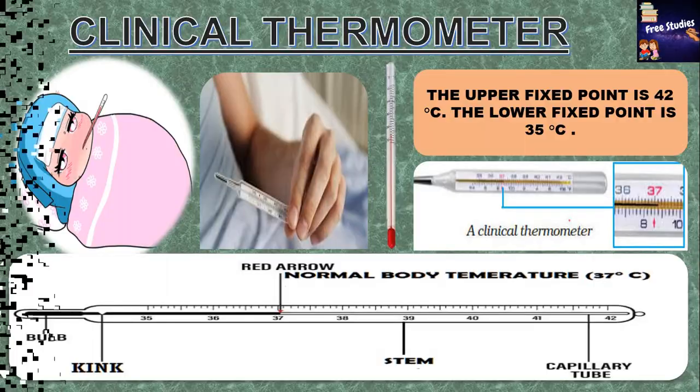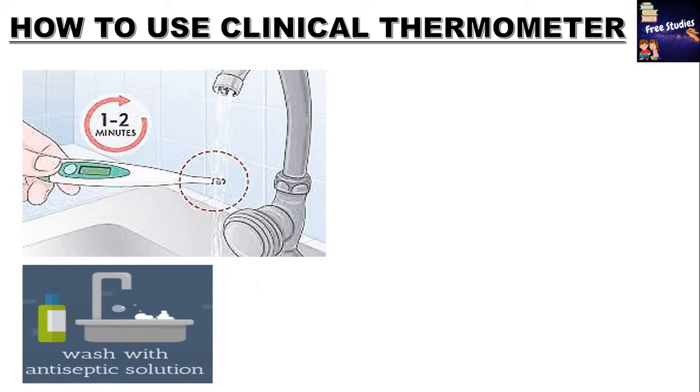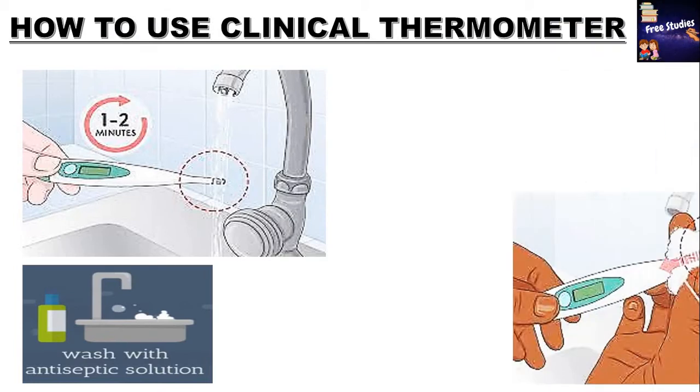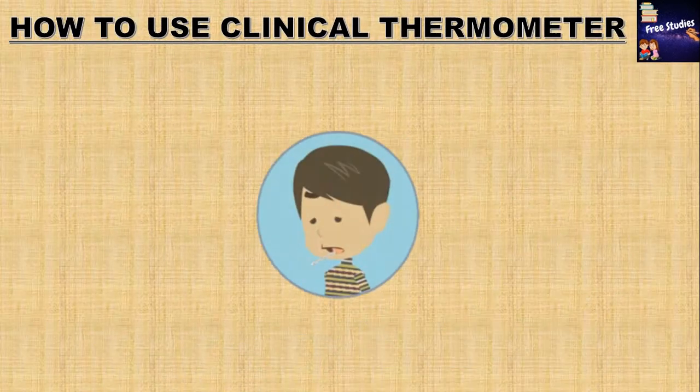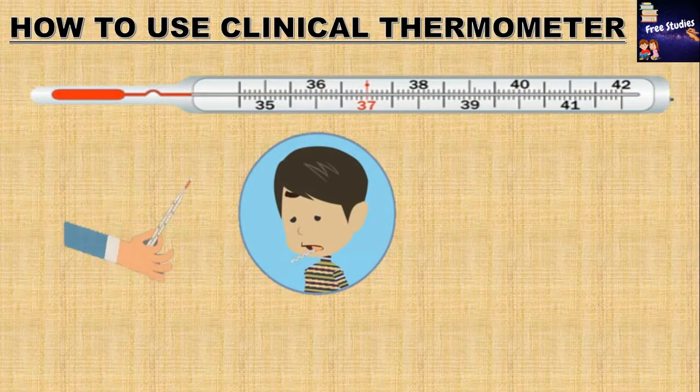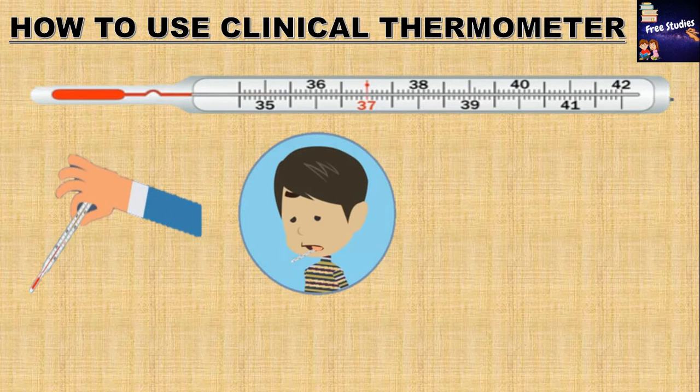Now we will learn how to use a clinical thermometer. Wash the thermometer before use, mostly with an antiseptic solution, and dry it using a cotton swab. Hold the thermometer firmly and give it a few jerks to bring the level of mercury below 35 degrees Celsius. Now place the bulb of the thermometer under your tongue for about 2 minutes. In case of a child, place it below the armpit and not in the mouth.